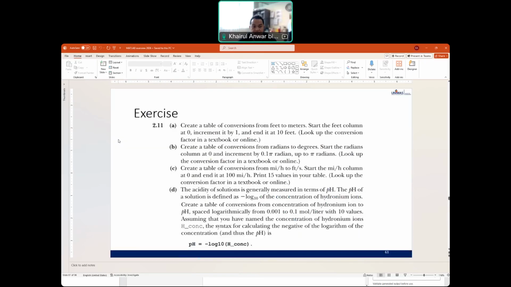Exercise 2.11A. Create the table of conversion. Start the conversion from 0.